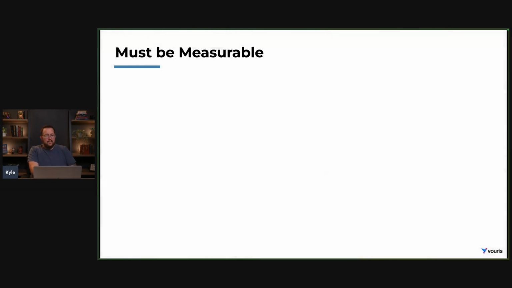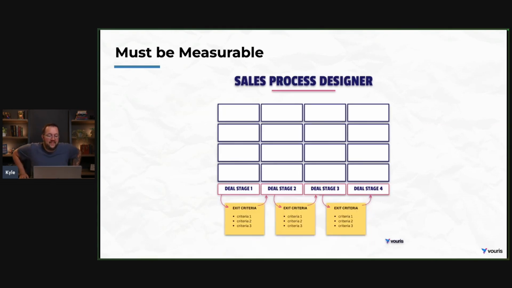All right, buckle up. Here we go. This is something I call the sales process designer. I will give you a digital copy of this.